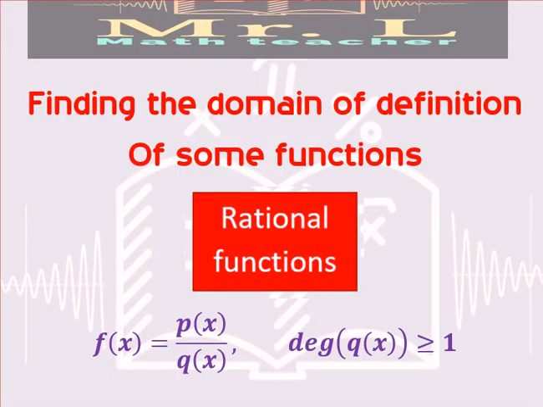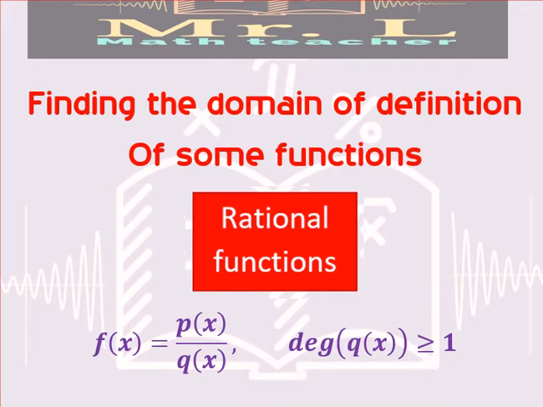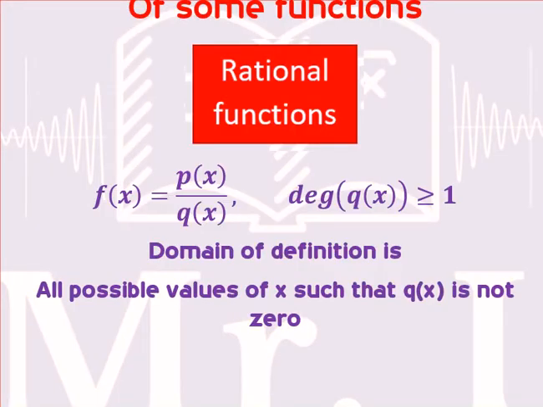Now, rational functions are functions that have the form f of x equals p of x over q of x. And simply I can say that p and q are polynomials, but the degree of the denominator must be bigger than 1, which means that the fraction must include x in the denominator. As I said before, we are not allowed to divide by 0 in the real set. For this reason, the domain of definition here is simply all possible values of x such that q of x is different than 0. Because if q of x is equal to 0, this means that f of x will not be well defined.